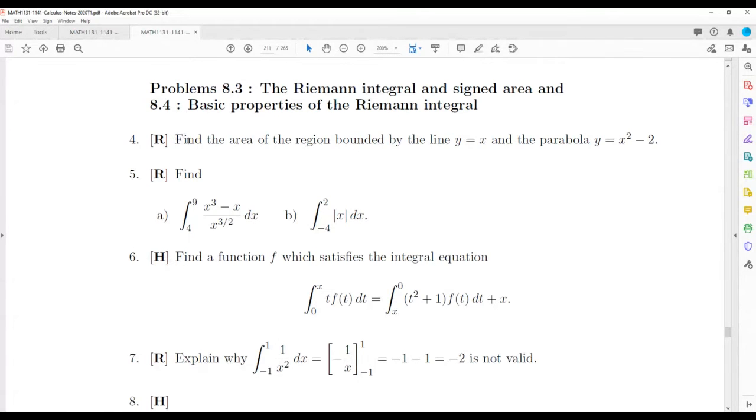Question 4: find the area of the region bounded by these two curves. This is a classic problem that you might have seen at high school in your calculus classes. The way I'm going to do this is to first show you a picture using GeoGebra, and then do it with pen and paper. We've got two curves, y equals x and y equals x squared minus 2. What is the area of the region between those two curves?